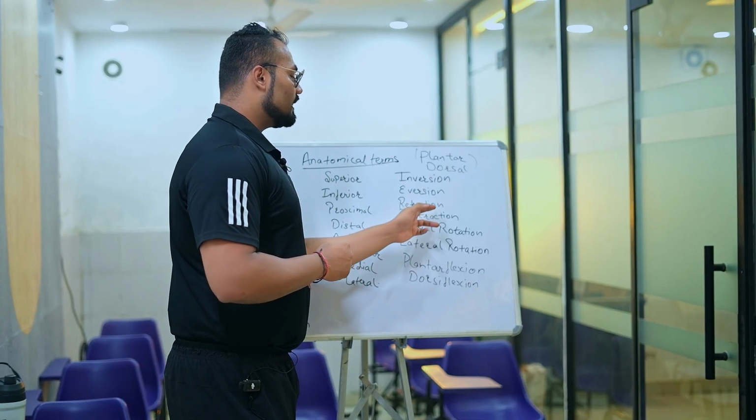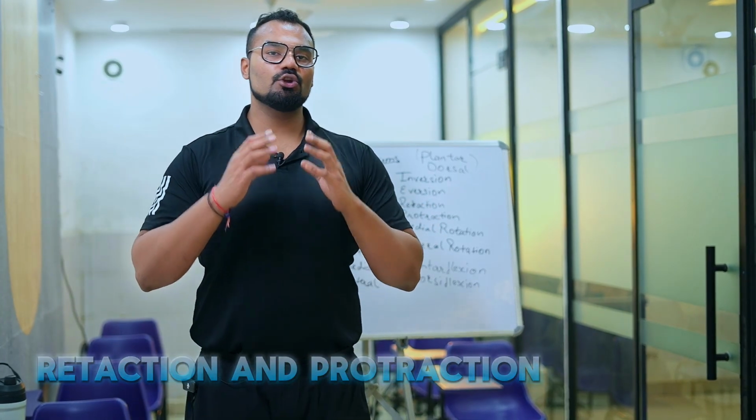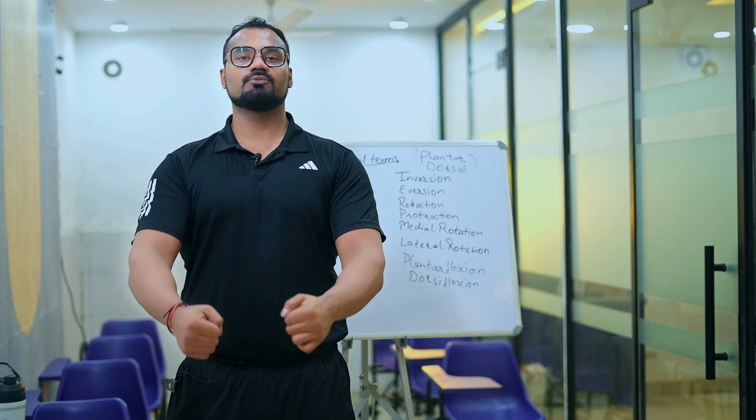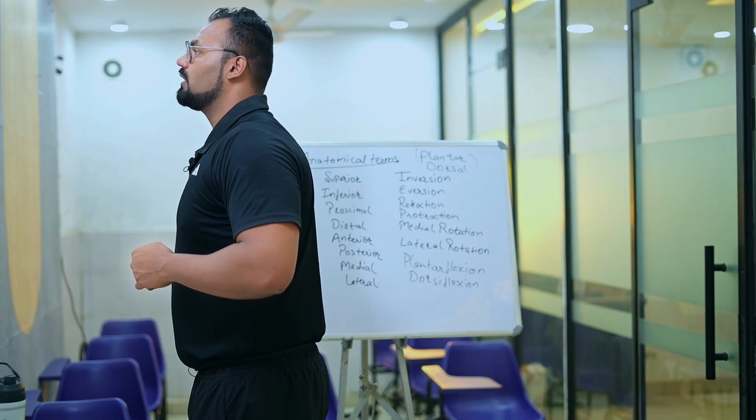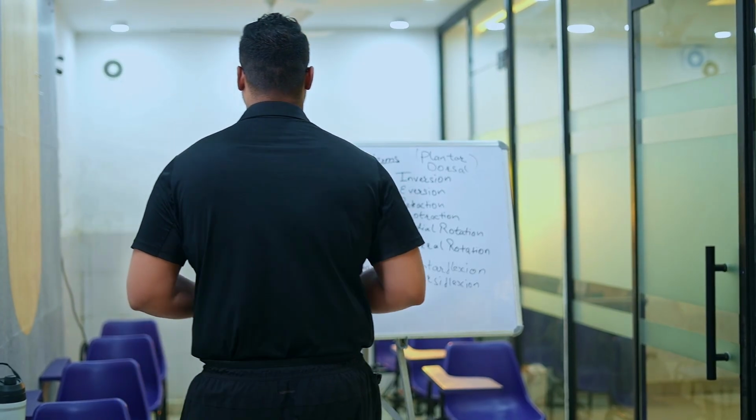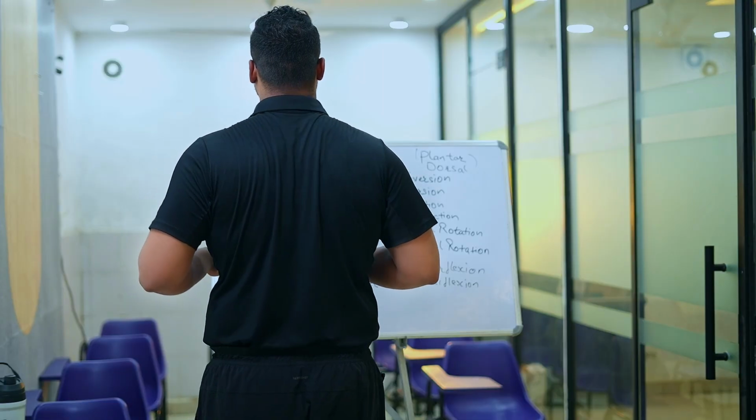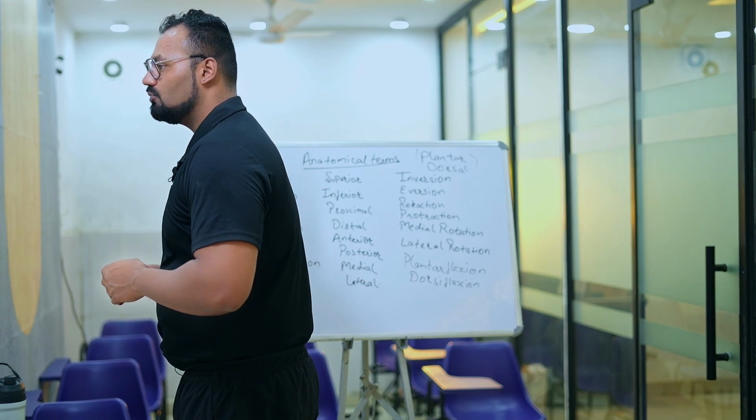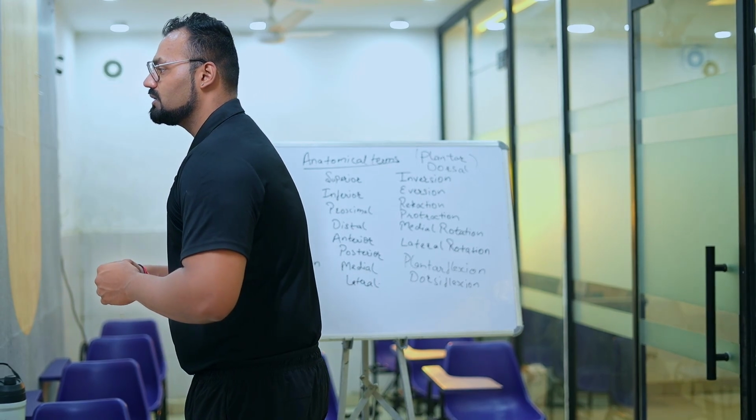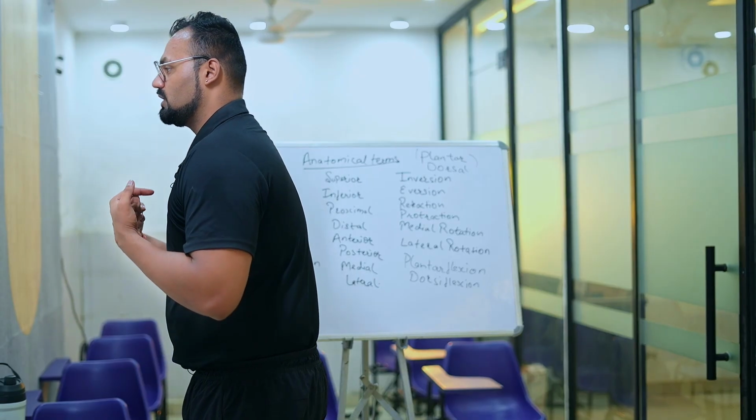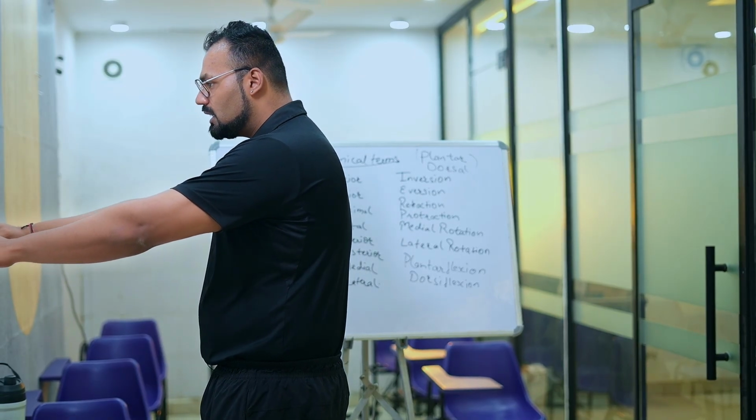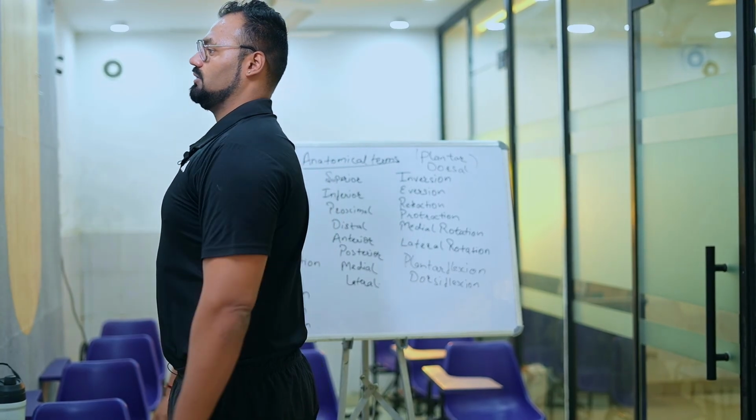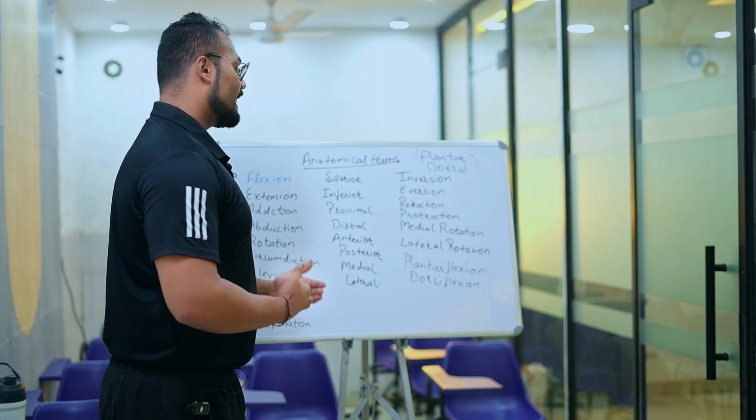Now the last one is retraction and protraction. When you perform any movement related to your back, like seated rows, you have to be in a retracting movement. Your shoulder blades should be retracted. Protraction means when you move your shoulders forward like this. This is protraction. Shoulder slouching is protraction. So this is protraction, retraction, protraction, retraction. All of these movements are anatomical terms.